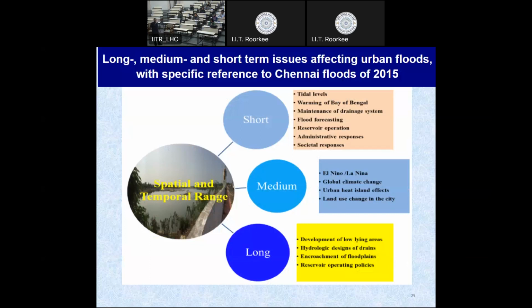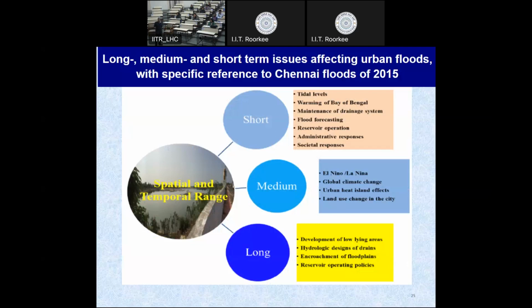Then reservoir operation. There were some reservoirs upstream of Chennai which were not optimally operated. So these reservoirs can help in flood regulation by storing some of the water which is likely to cause damage. Then quick administrative response and societal response. These are two important things. Administrative people should be able to rescue the people in time and provide relief, and society can also form groups and networks which can help each other in minimizing the damage. These are some short-term measures.